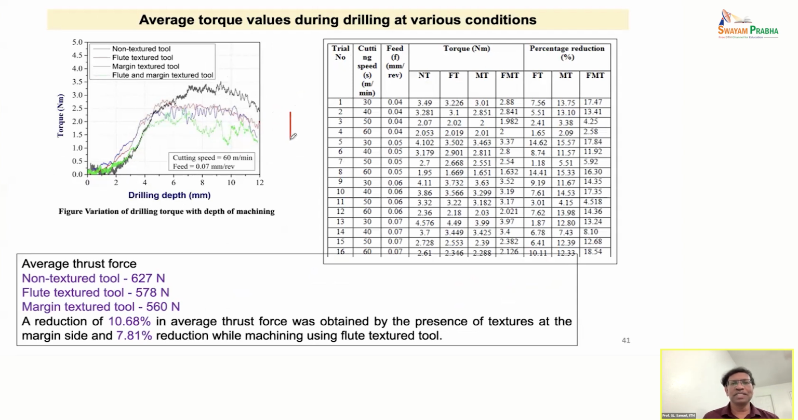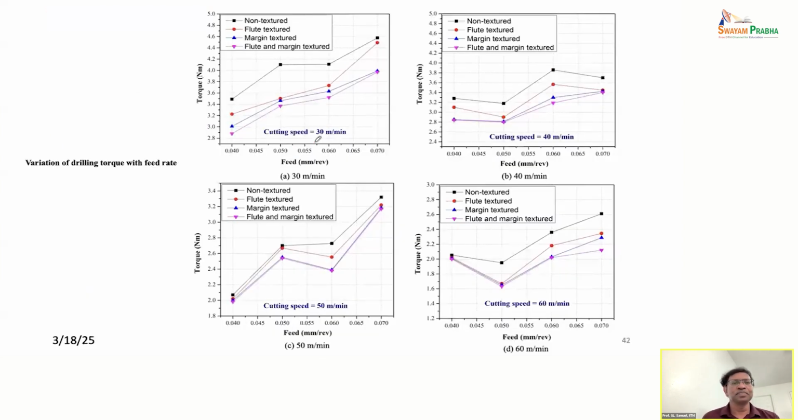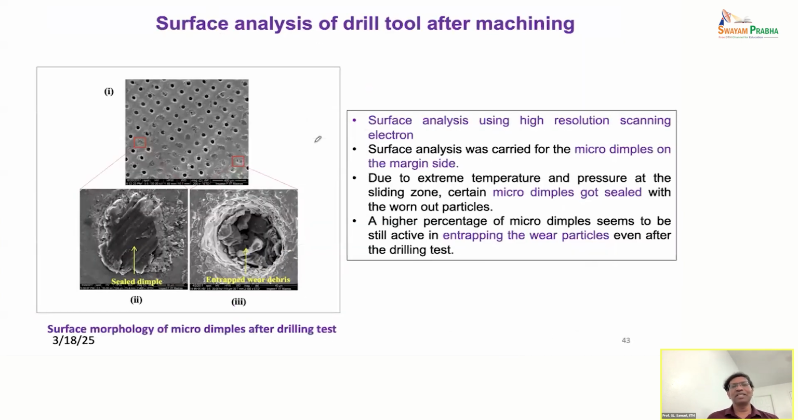Thrust force means acting in this direction. Torque means this is the force in this direction, so rotary direction. Also after varying feed and cutting speed, we see that in almost all the cases, texturing with both flute and margin side has an improvement.